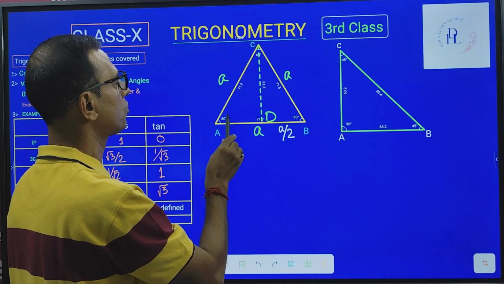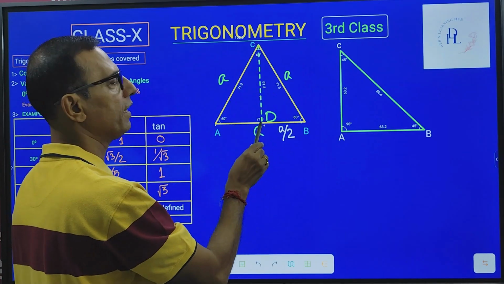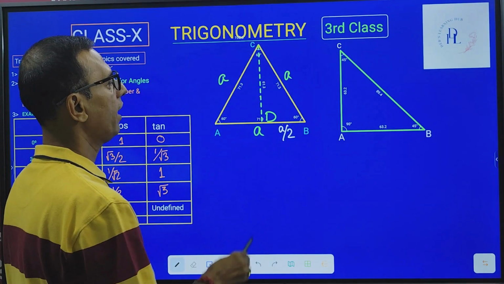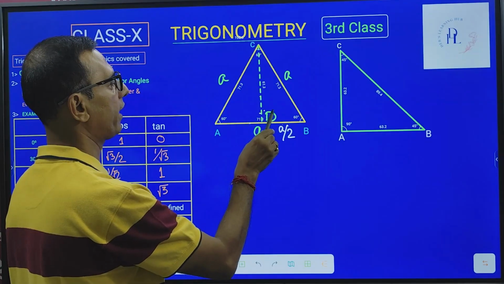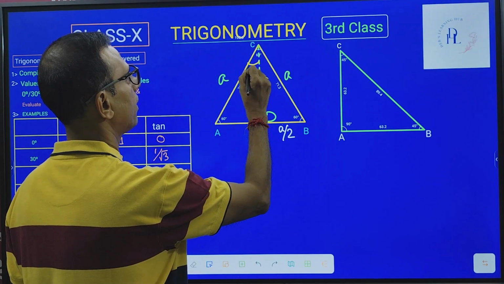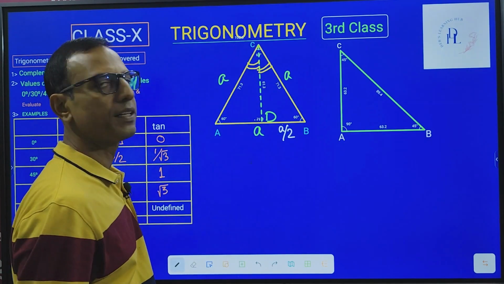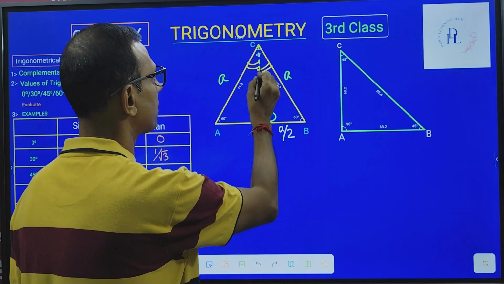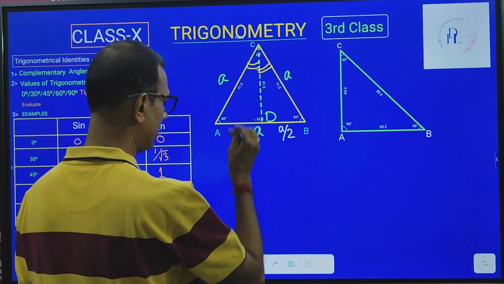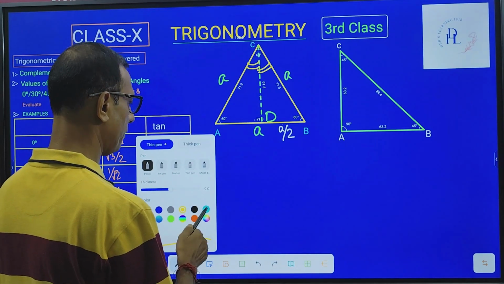Now if you consider these two triangles ACD and BCD, then angle A equals angle B, 60 degree, right? And this is 90 degree, both the angles are 90 degree. That means this angle equals this angle. So if it is bisecting the 60 degree angle, then the value of this particular angle is 30 degree. So what is the value of this particular angle? The value of this particular angle is 30 degree.